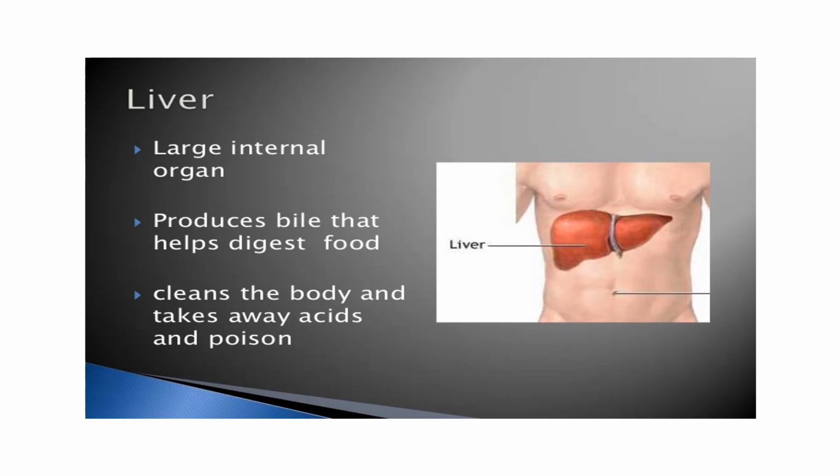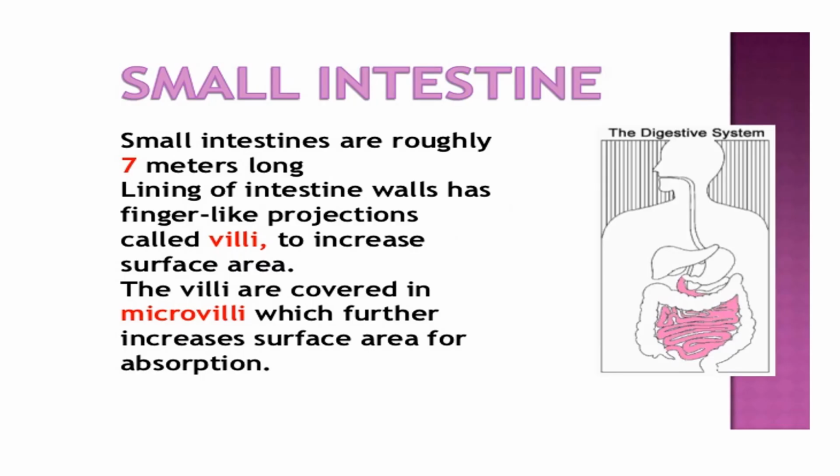Next organ of our digestive system is the liver. The liver is the largest internal organ. It produces bile, which helps in digestion of food. From the stomach, the food is passed into a long coiled structure, that is the small intestine, which is approximately 7 meters long. I told you the liver produces bile juices which help in digestion.